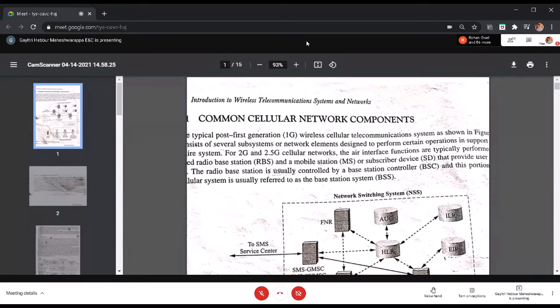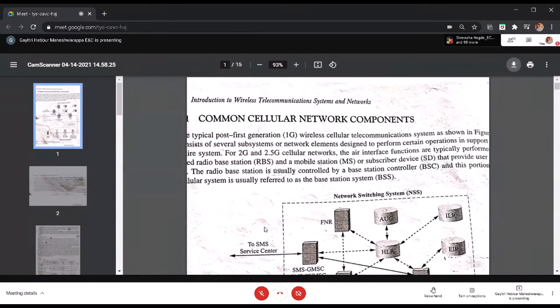Audible. The screen which is visible, yes, ma'am. The PDF which I have shared now, yes, ma'am. Common cellular network components. Is it visible to all? Yes, ma'am. Okay.